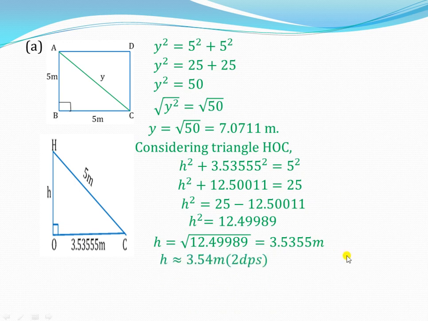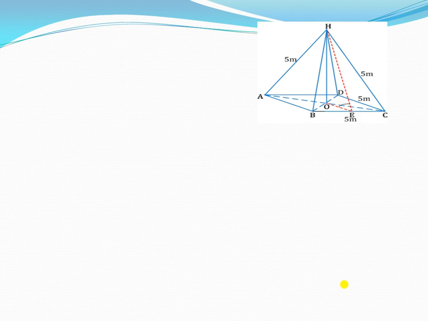So what does it mean? It means h will be 3.54 meters to 2 decimal places. So that answers our first part of the question, which wanted the height of the pyramid. And we are saying the height of the pyramid is 3.54 meters to 2 decimal places. Let's look at part B of the question.